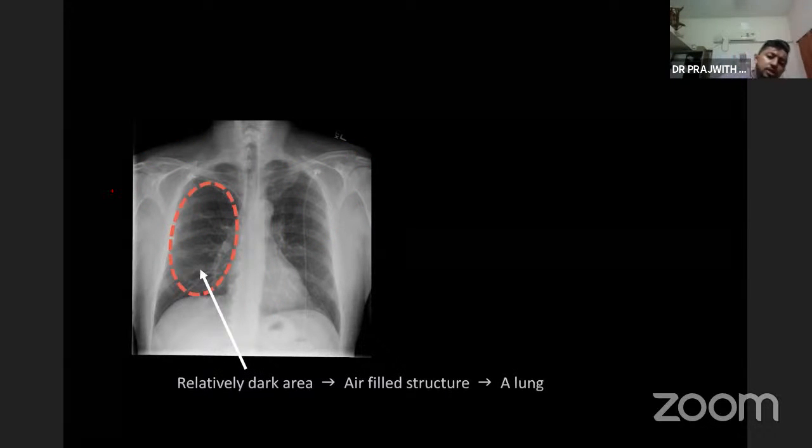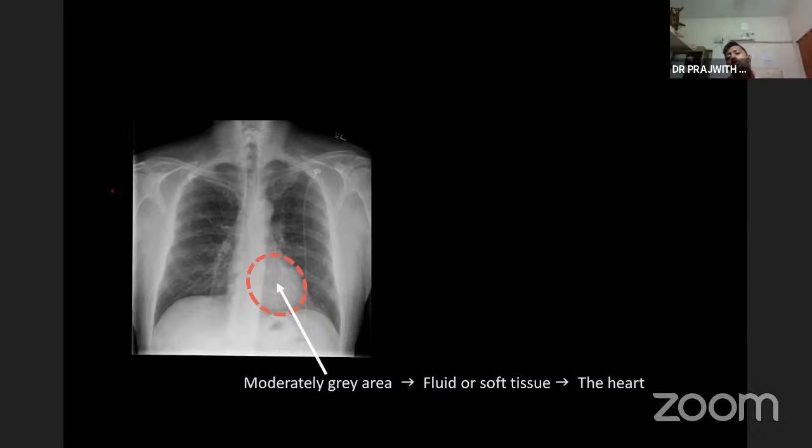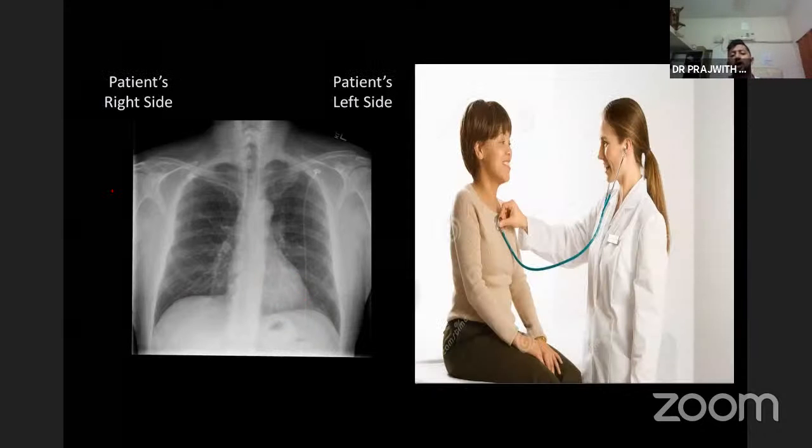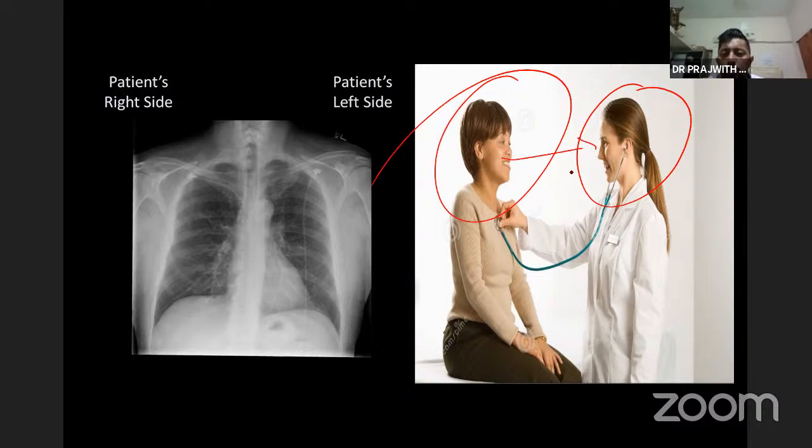So this is the relatively dark area, an air-filled area, the lung, and we see this soft tissue density area, moderately gray area. This is the heart. Always imagine that whenever we examine a patient, this is our perspective. You are the doctor, and this is the patient looking at you. You're the doctor, the patient is looking at you, and that's when we examine it.